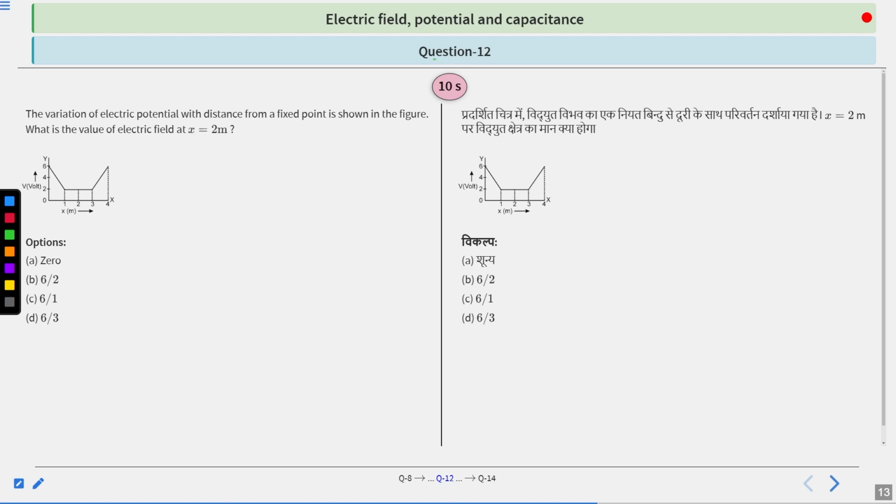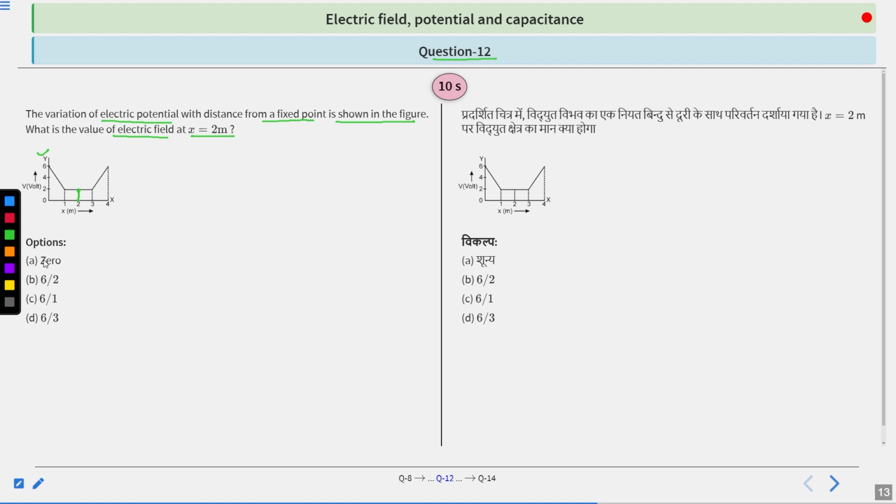Question 12. The variation of electric potential with distance from a fixed point is shown in the figure. In this figure, on the y-axis is the electric potential, and on the x-axis there is the distance. Clear? The question asks what is the value of the electric field at x is equal to 2 meter. So x is equal to 2 meter is this point. What is the electric field at this point? This is what is asked in this question.